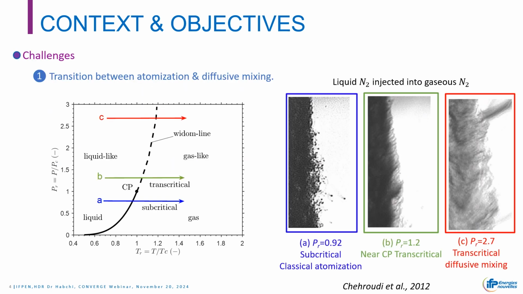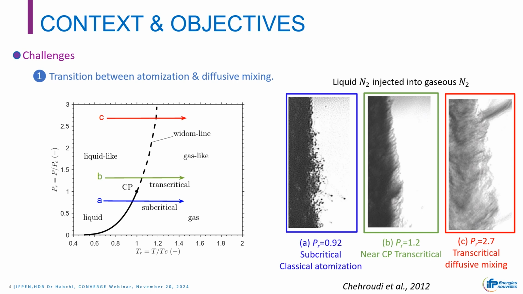To achieve the objective of building a unique model for the three regimes, subcritical, transcritical, and supercritical, we need to tackle different challenges. The first one, and the most important, is the transition between the different regimes and the transition between atomization and diffusive mixing.